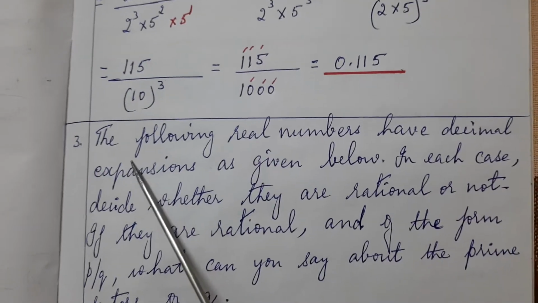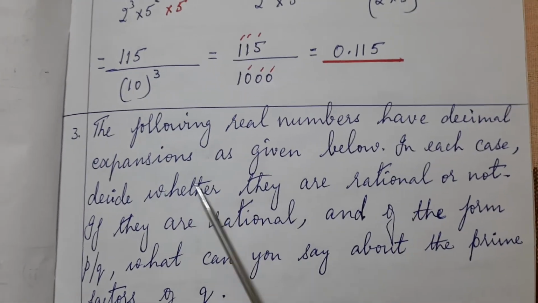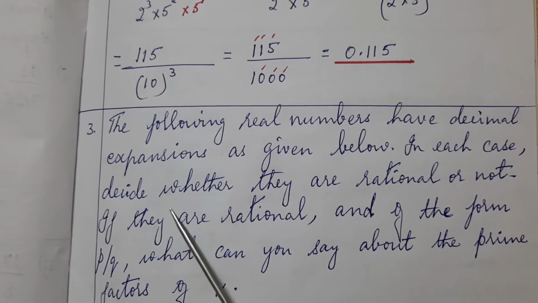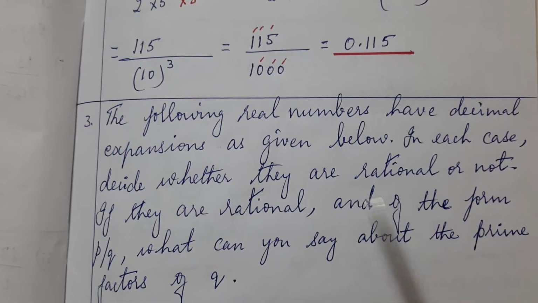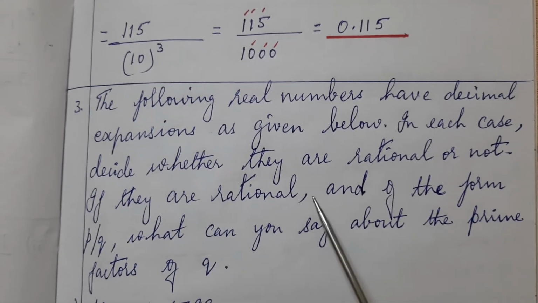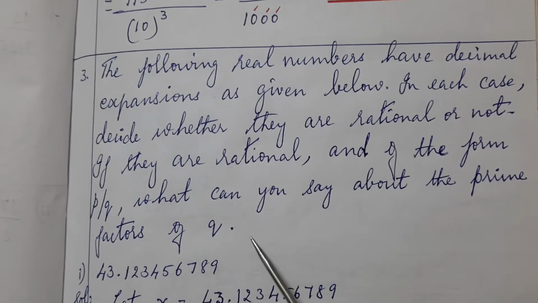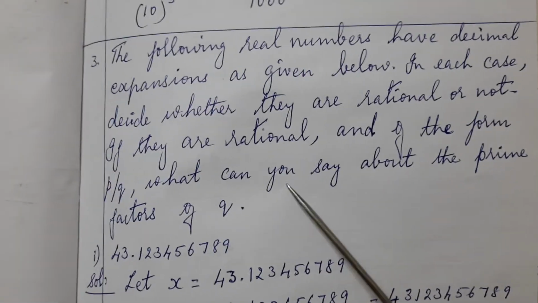The next question is, the following real numbers have decimal expansions as given below. In each case, decide whether they are rational or not. If they are rational and of the form p by q, what can you say about the prime factors of q? So we have to find out.